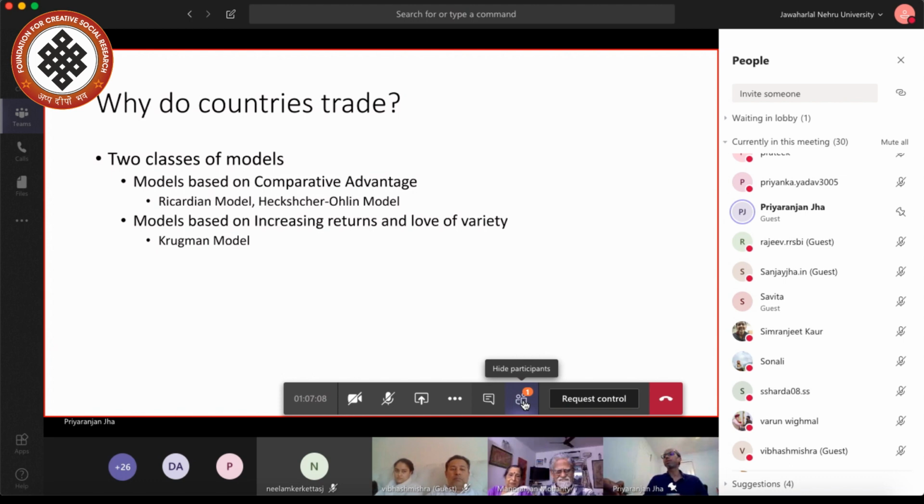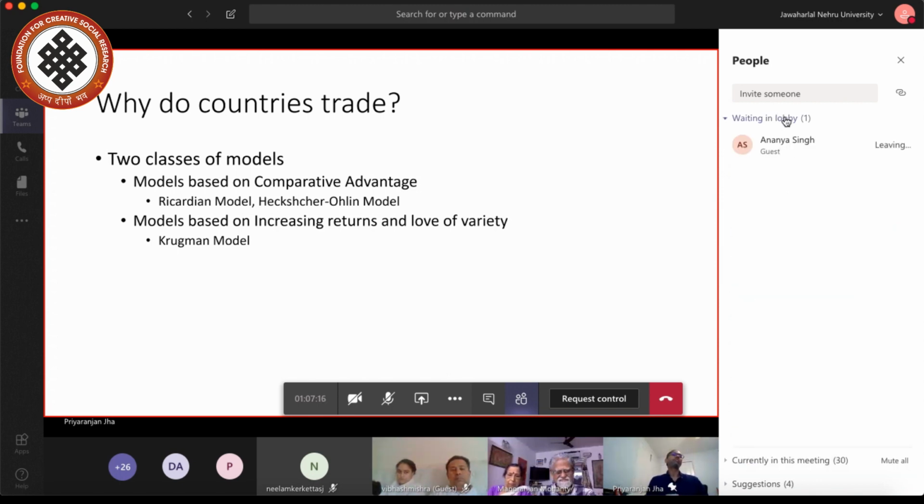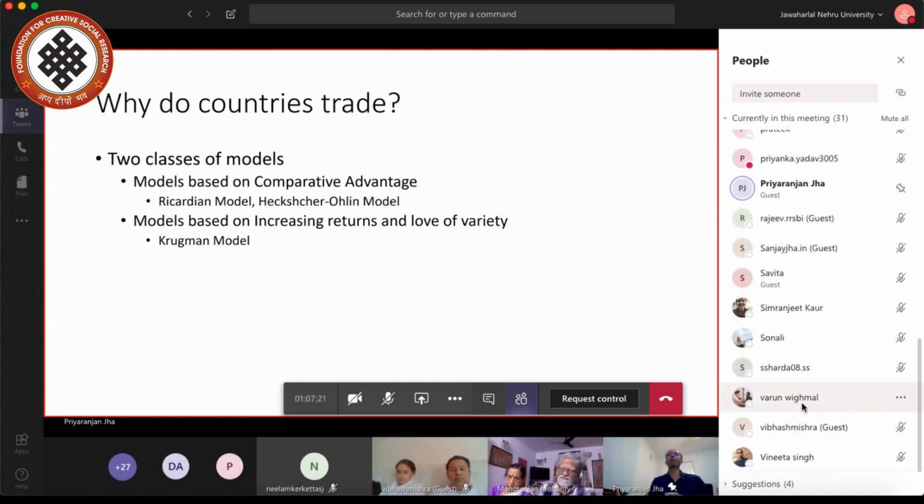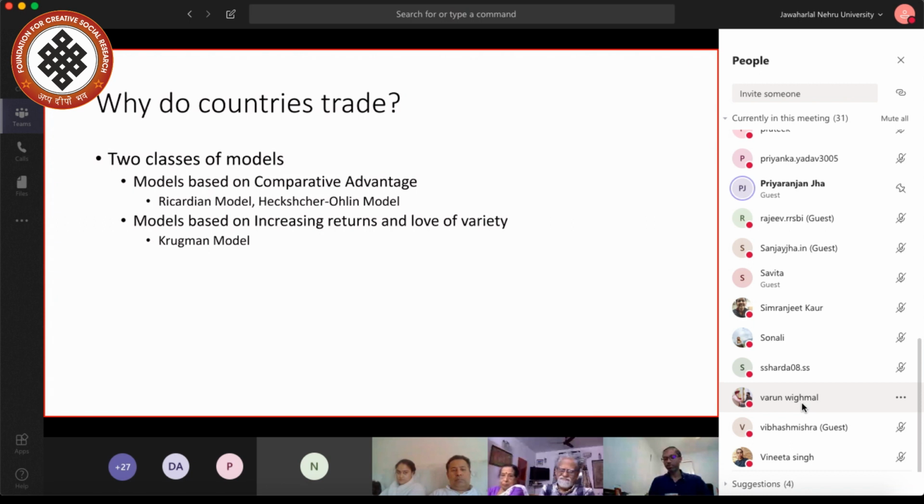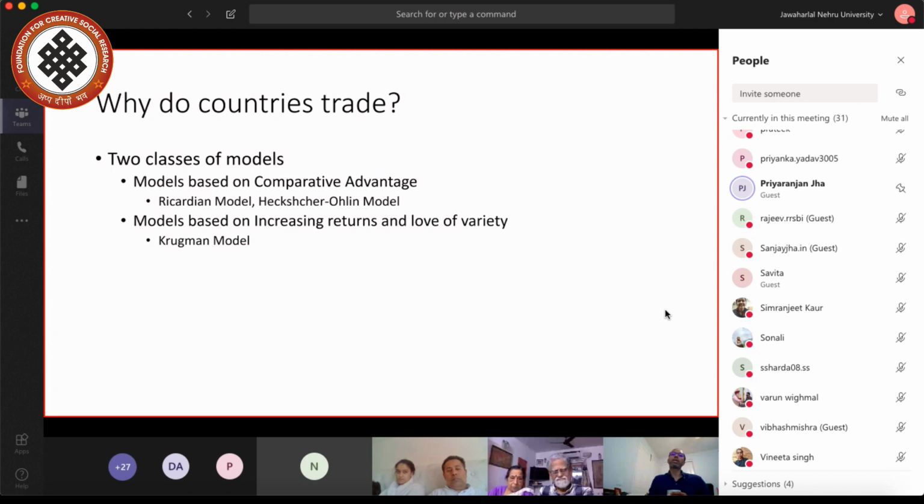The original Ricardian model was written more than 200 years ago. It appeared in a book by David Ricardo in 1817, and he was talking about two countries, England and Portugal, and goods like cloth and wine. Through a very simple numerical example, he showed that England is better at producing both cloth and wine, but still Portugal has a comparative advantage in wine, and England has a comparative advantage in cloth, because what matters for comparative advantage is the opportunity cost.